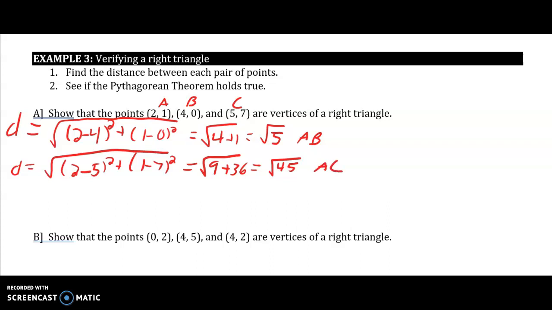I need to find the distance between the points, but then I'm going to use Pythagorean theorem. So I'm going to end up squaring that anyway. So I'm just going to leave the square root alone. Just knowing what I need to do with it, I don't need to simplify. So that was AC. Now we need to do BC.